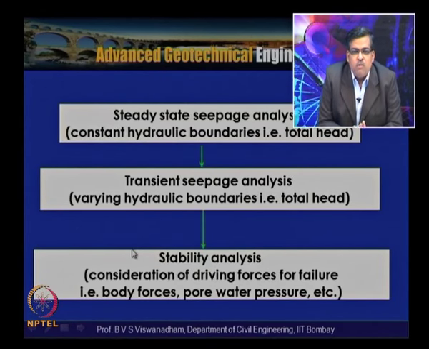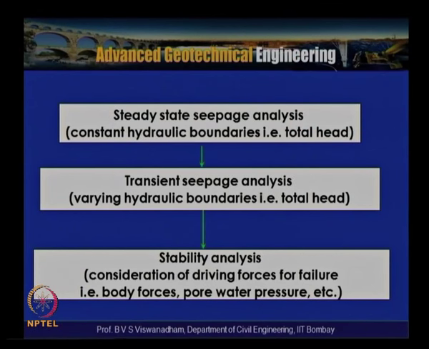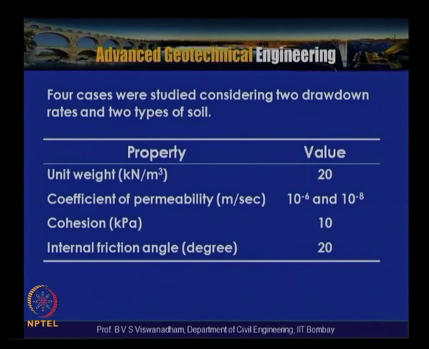The flow chart involves first steady state seepage analysis, and constant hydraulic boundaries, total head and transient seepage analysis, and the stability analysis, with consideration of driving forces for failure, body forces and pore water pressure. The properties considered are unit weight for the slope of 20 kilonewtons per meter cube, coefficient of permeability of 10 to the power of minus 6 and 10 to the power of minus 8 meter per second, and the cohesion is about 10 kilopascals and internal friction angle is 20 degrees. So these are drained parameters.